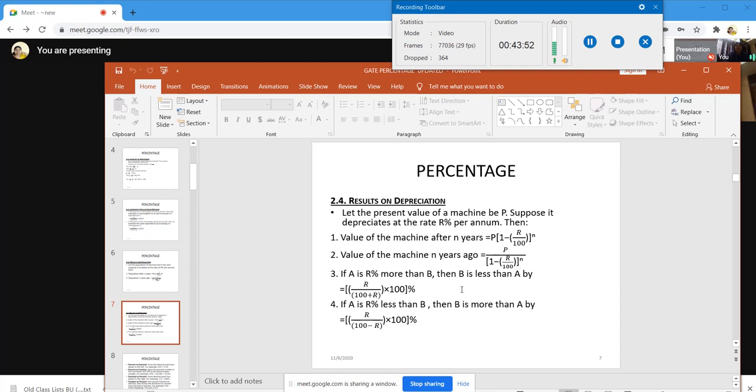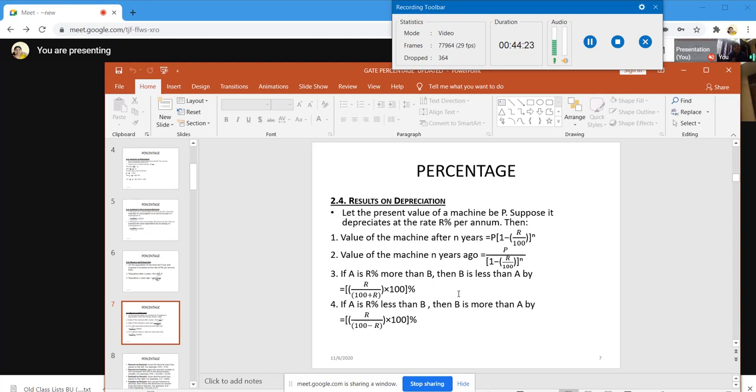Likewise, this is a common case they are asking. If A is R percentage more than B, they'll be asking, like in salary. If one is getting this percentage of salary more than another one, likewise they'll be asking. If A is R percentage more than B, then B is less than A by what percent? So this is a common question. What is the formula we are going to apply? R by 100 plus R into 100. R is nothing but the percentage of increase. Okay. So R by 100 plus R into 100.